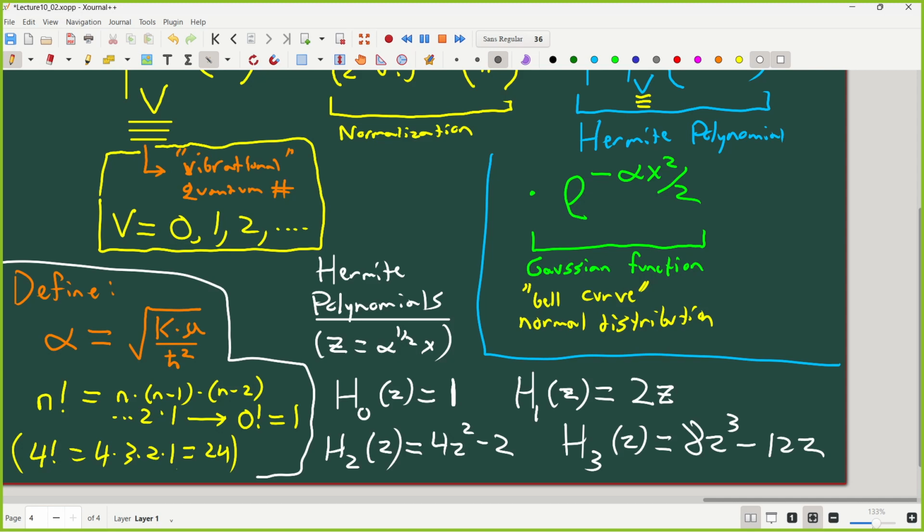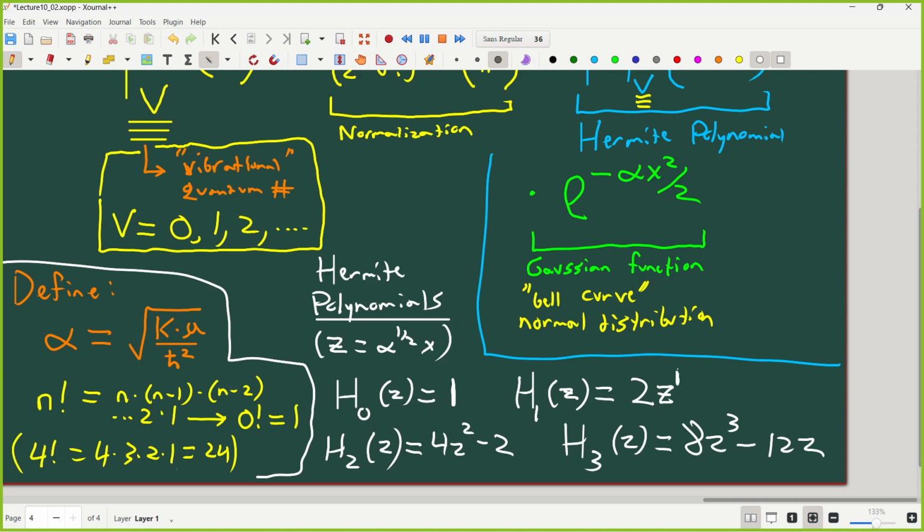H1 is a linear function of z, right? It's z to the 1. Maybe it's worth writing that here. Z to the 1, a linear, first order function of the coordinate. V equals 2 is a quadratic function. V equals 3 is a cubic function. And you can imagine that the Hermite polynomial for v equals 4 is a quartic function, and then a quintic function, then a sextic function. So the v tells you what order the polynomial is on the outside, and there's special ones for each v.